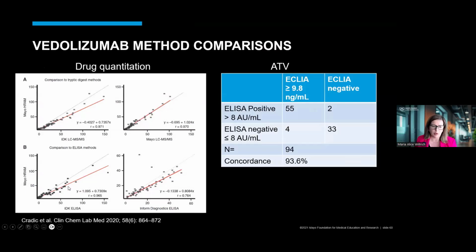Here I'm showing a couple of method comparisons to support the accuracy of the test. You can see different mass spec methods tend to correlate well, and a few different ELISA evaluations have a slight bias, but still within a 20 to 25% difference for vedolizumab. The anti-drug antibody assay had 94% agreement when compared with another ELISA available on the market as well.